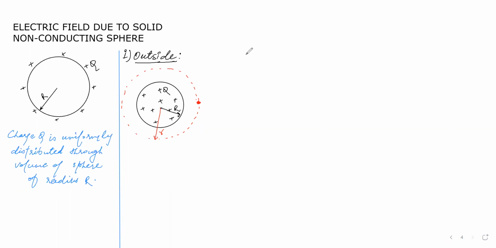What is the direction of the electric field? Once again, it is away from the charge, and the unit vector is along this direction. I hope everything is the same for this also. Yes, sir. What is your flux?